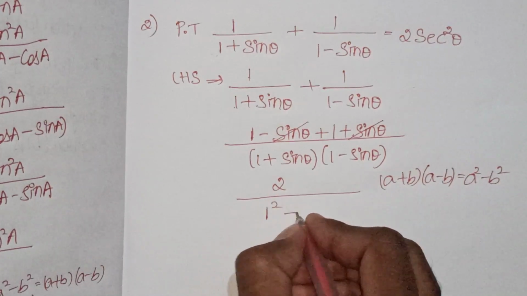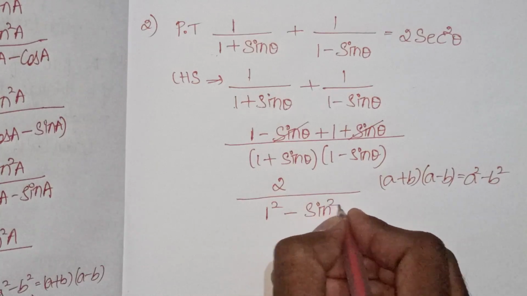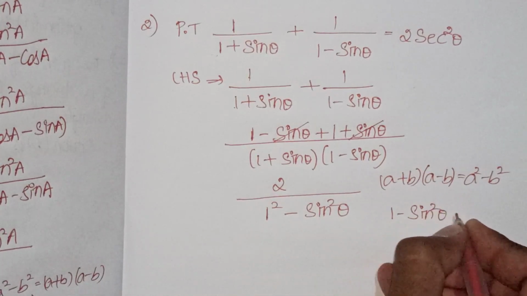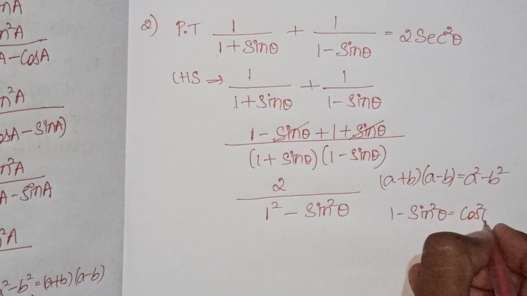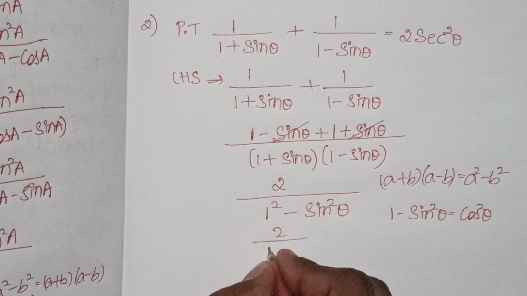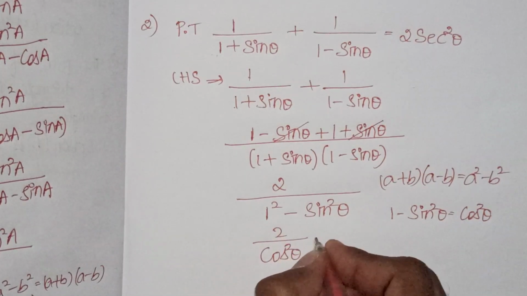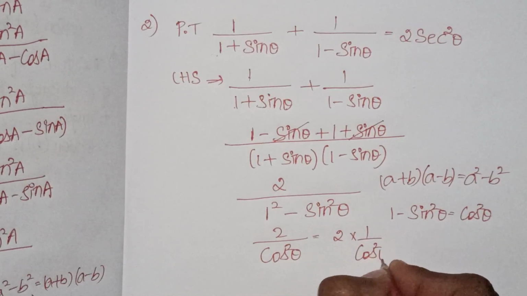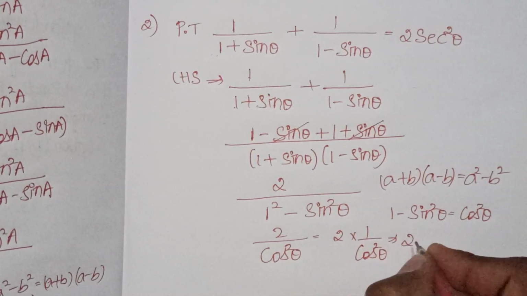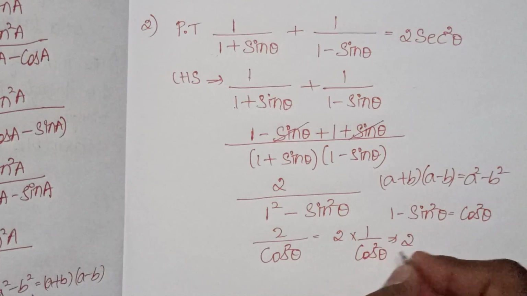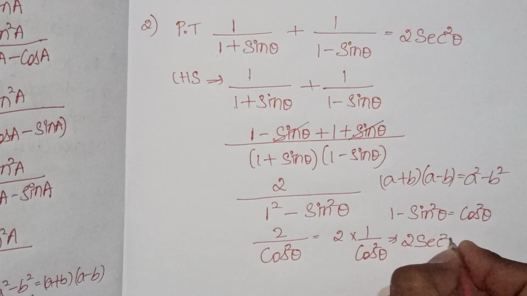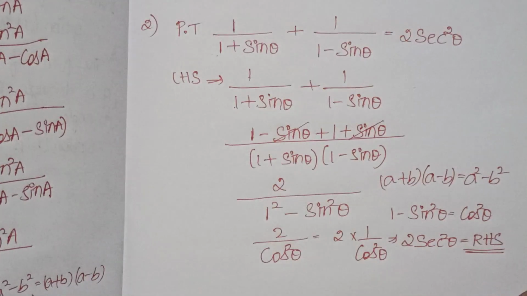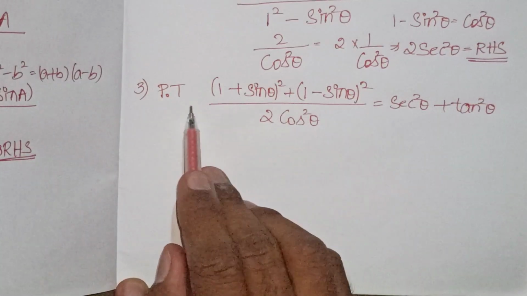Therefore 1 square minus sin square theta, and we know that 1 minus sin square theta can be written as cos square theta. Therefore 2 by cos square theta can be written as 2 into 1 by cos square theta, and 2 into 1 by cos square theta can be written as 2 secant square theta, which is equal to RHS. Now let's move on to next question.